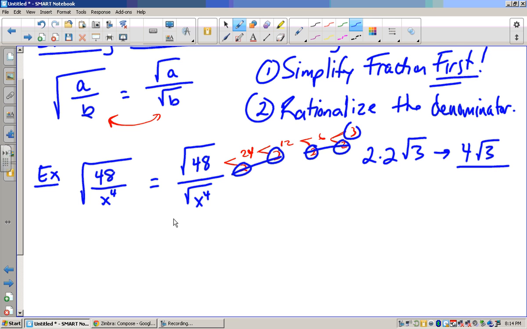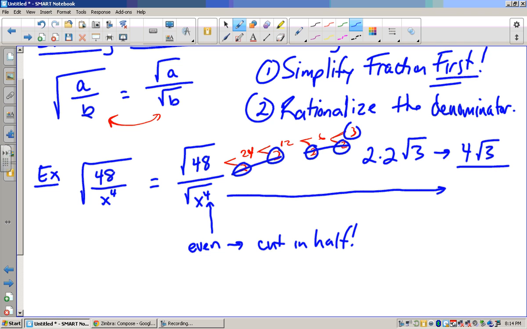We have to move on to our thinking with variables now. Okay? Variables, we look at the exponent. Remember, we're looking for the odd man out if it's there. Well, I have an even exponent. So even, all we have to do is really simple. Even means just cut it in half. Okay? So x to the fourth power, that comes straight out here. I have nothing left behind. I just have x and then squared.